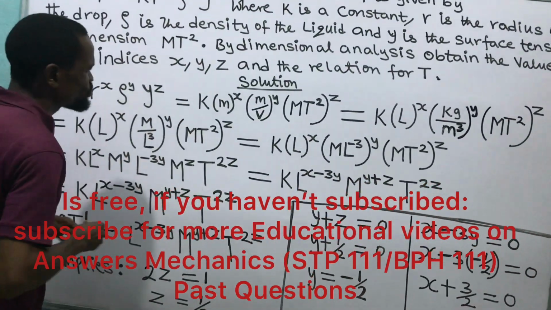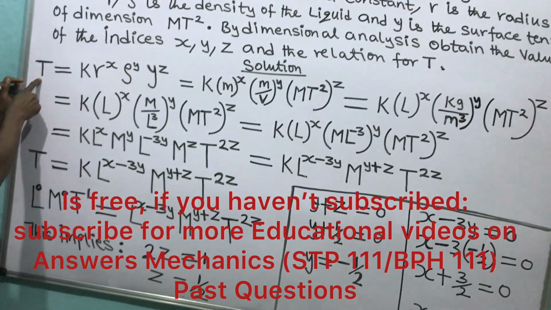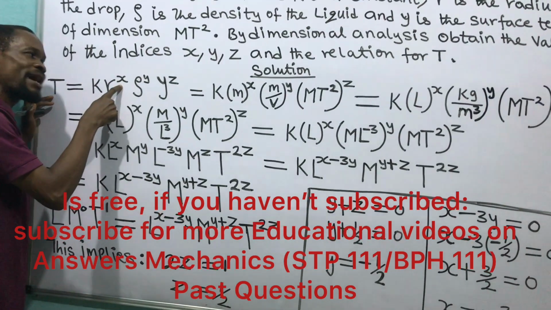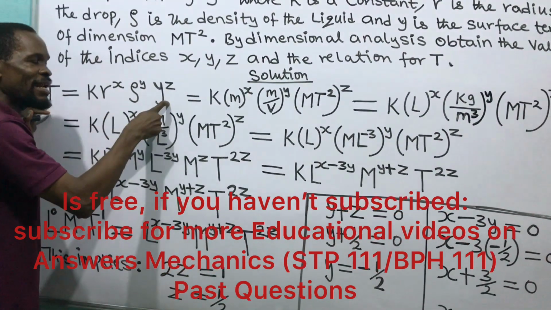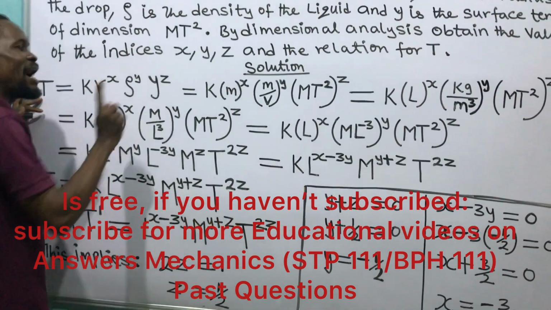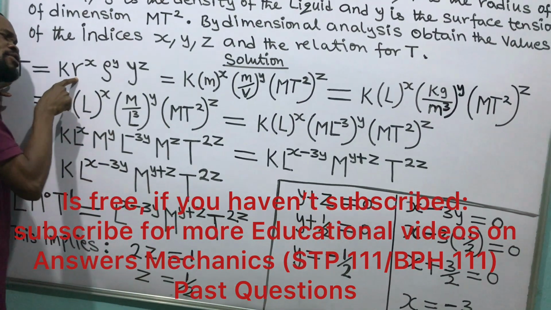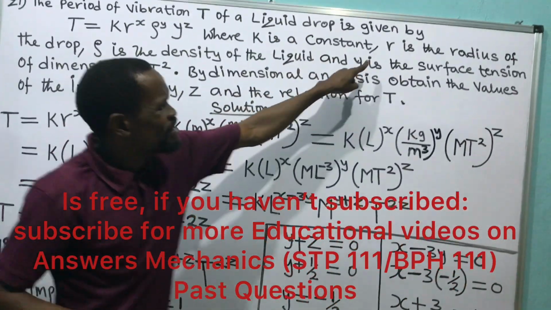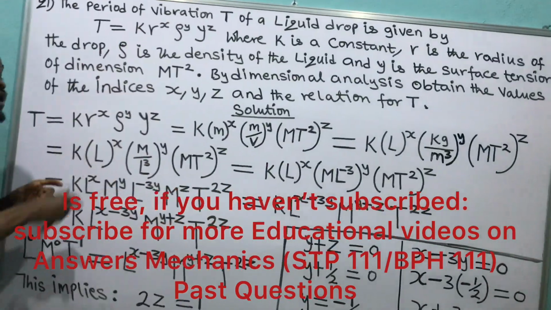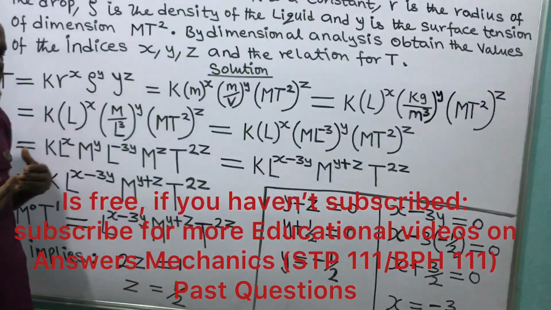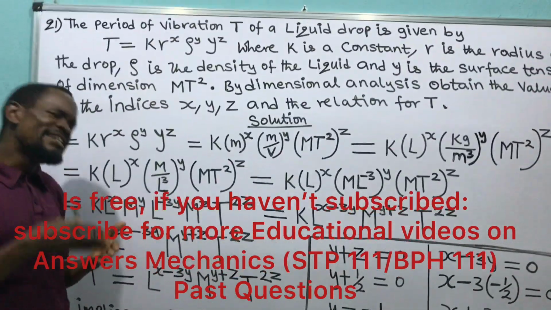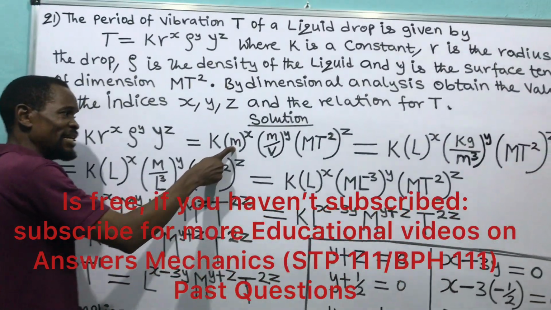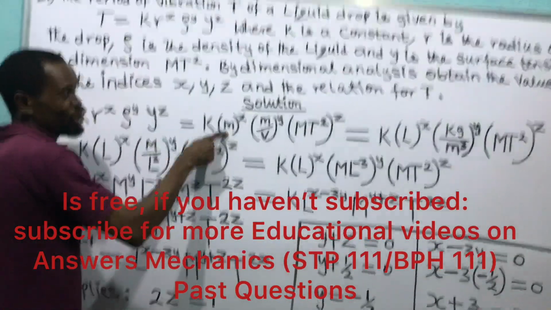In our solution, we say T, which is the period, equals K, which is a constant, R raised to the power X, density raised to the power Y, and surface tension raised to the power Z. Remember the unit of R, which we call radius. R is the radius of the drop, and radius is the same thing as a distance, and distance is the same thing as length. What's the unit of radius? Meter. I have removed the radius and put its unit, which is meter.